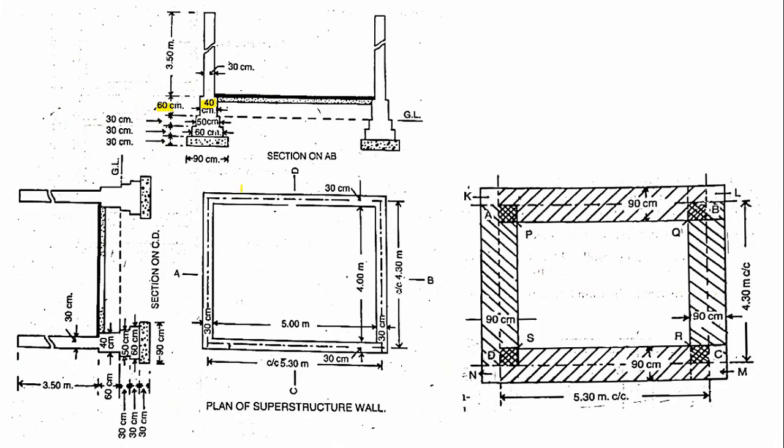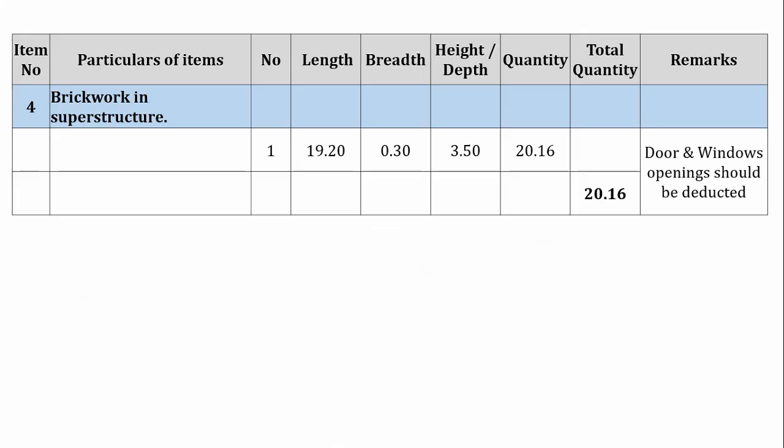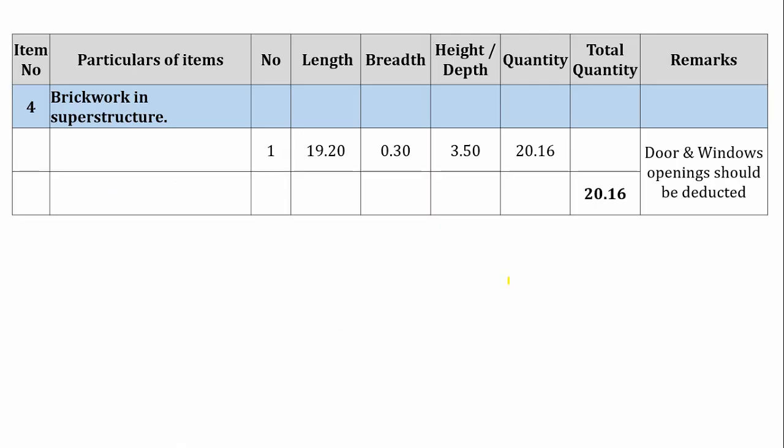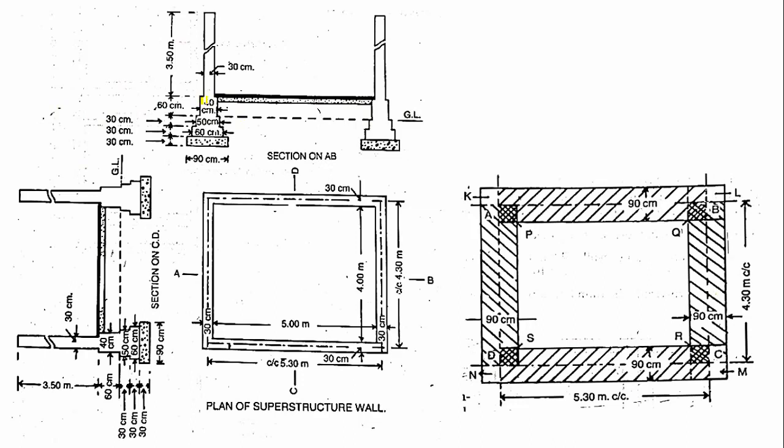So same thing, we'll try to write it in the table. The length will remain the same, breadth is 40, depth is 60 centimeters. If you multiply, you'll get these answers. If you add up, you'll get this answer as 10.94 cubic meters. So now, this much portion is over. This bottom portion we have already calculated: all the walls, bed concrete and stone masonry works.